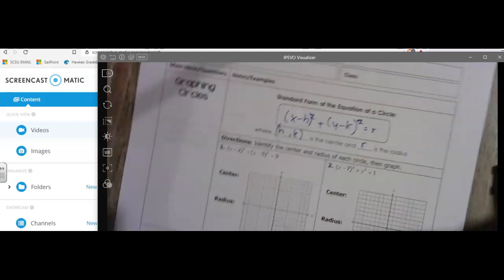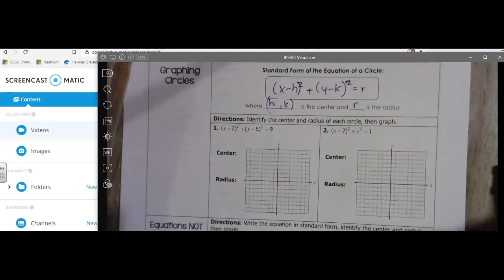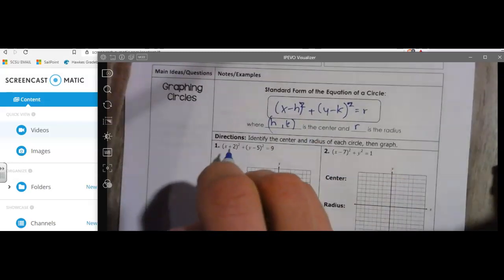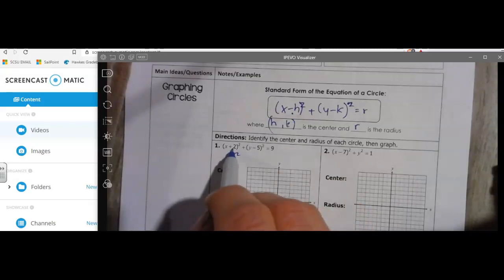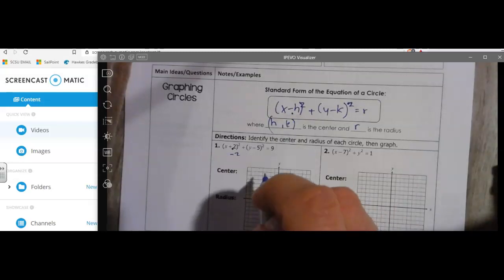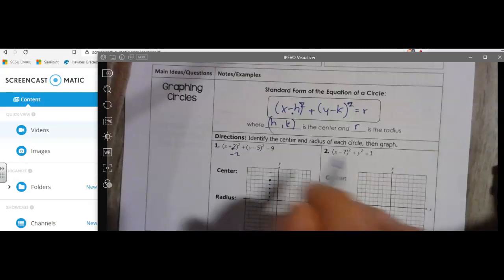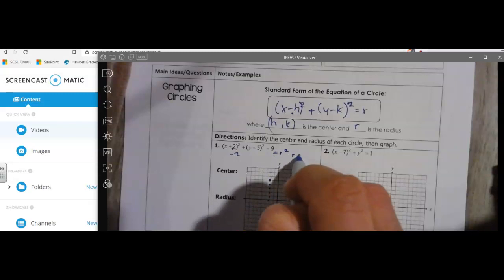So this, for number 2, is kind of like a reminder, and then starting down here we're going to get into some slightly new stuff. The center in this case is -2, because remember, x minus -2 gives you x plus 2. So the center is -2 comma 5. And 9 is equal to the radius squared, so that means the radius is equal to 3.